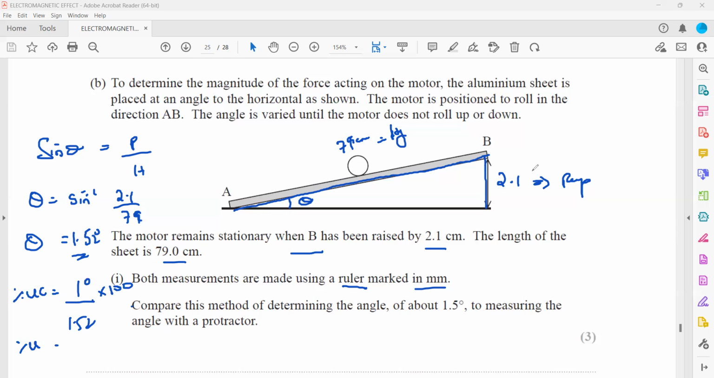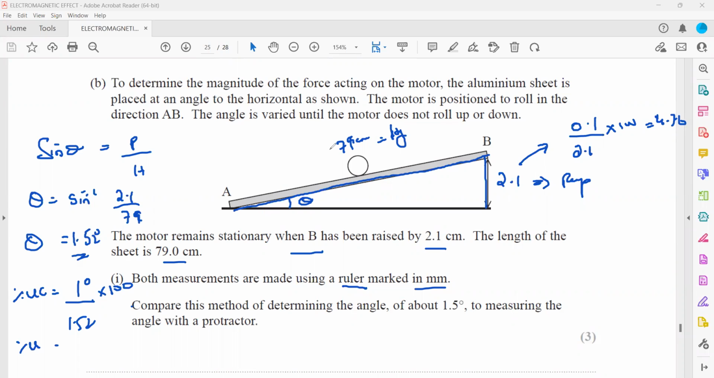But when we use this method, we measure the length 2.1 centimeter using a meter rule or a scale, and the smallest value which we can record is 0.1 centimeter. So what is the uncertainty in measurement of this length? 0.1 divided by 2.1 times 100. How much is this? The percentage is 4.76%.